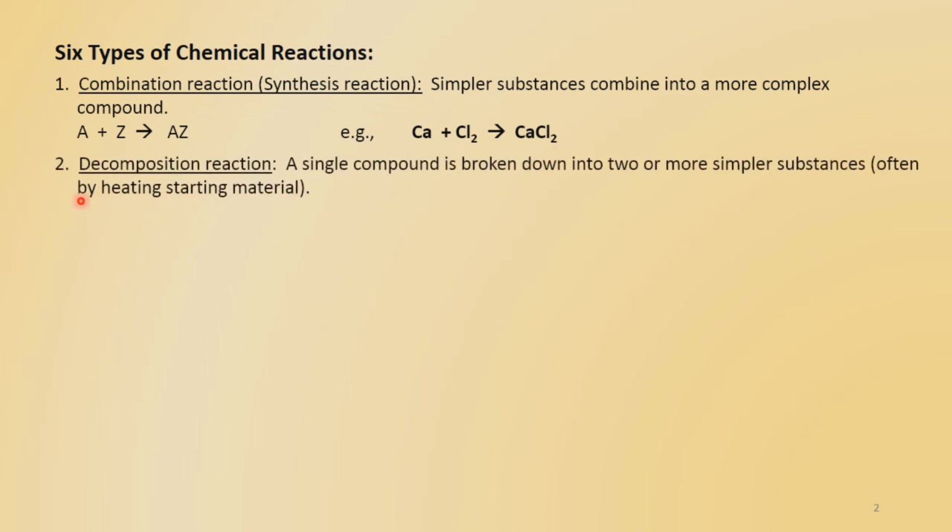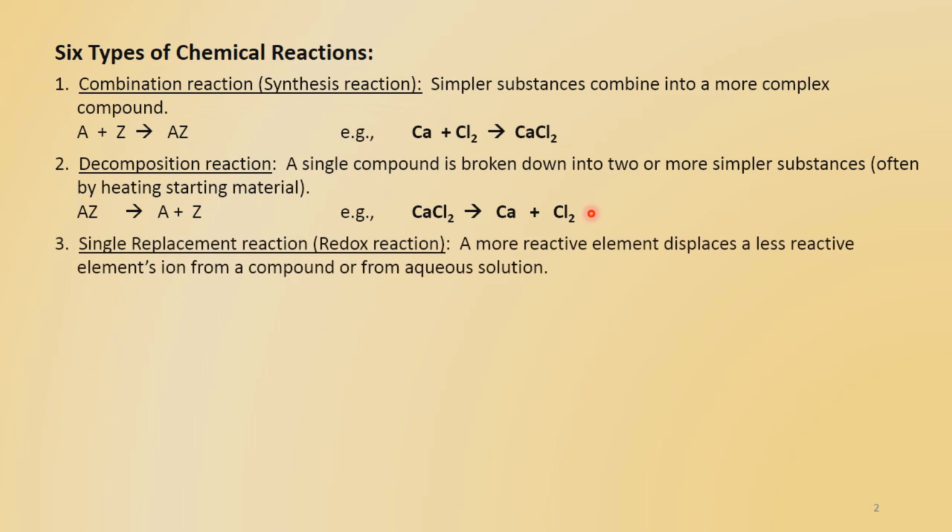A decomposition reaction is one in which a single compound is broken down into 2 or more simpler substances, often by heating the starting material. Compound AZ, on heating, can be broken down into substance A and substance Z. For example, calcium chloride, heated in the absence of oxygen, can be decomposed into calcium metal and chlorine gas. So decomposition is pretty much the opposite of combination.